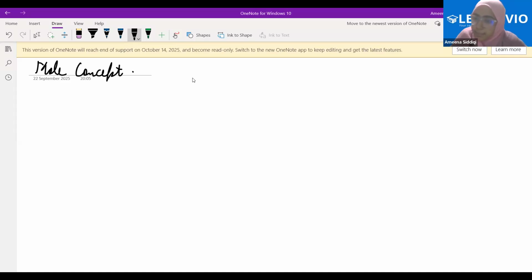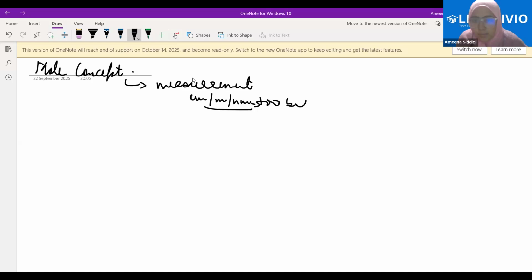Mole concept is like something used for measurement of small particles? Because the normal units like centimeter or millimeter or nanometer are too big for them. So mole is used for measurement of particles because the other measurements are too big for the molecules of gas.